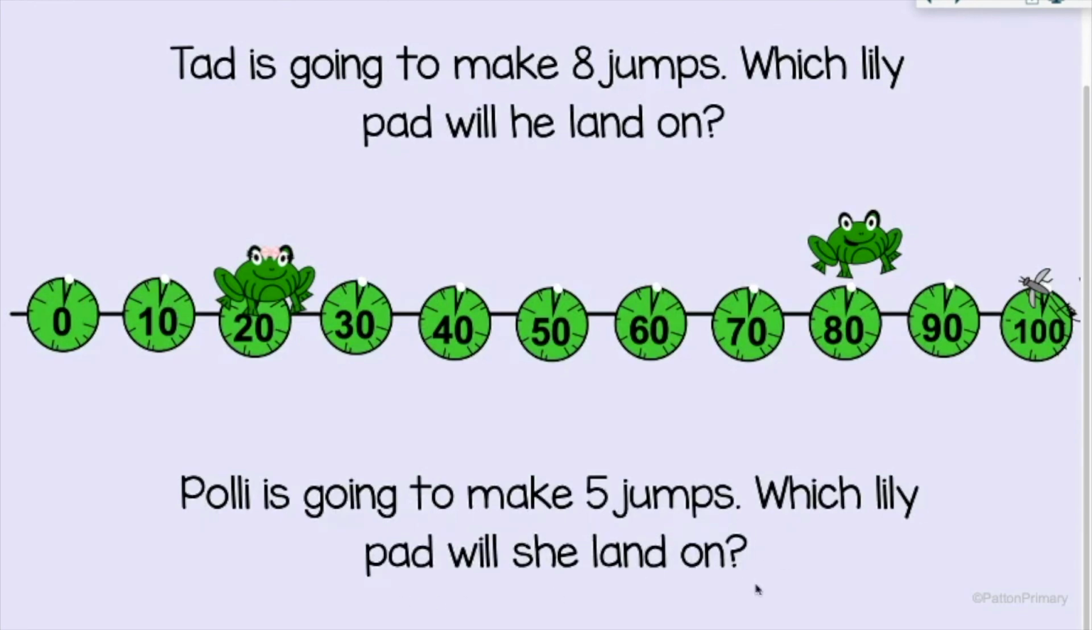Polly is going to make 5 jumps. Which lily pad will she land on? Now, Polly's not starting at 0, so this one might be a little more tricky. So take a look. If you would like to pause the video and jump with your fingers or your eyeballs, do so. I'm going to jump Polly 5 times, starting at 20. 1, 2, 3, 4, 5. And I landed at 70.